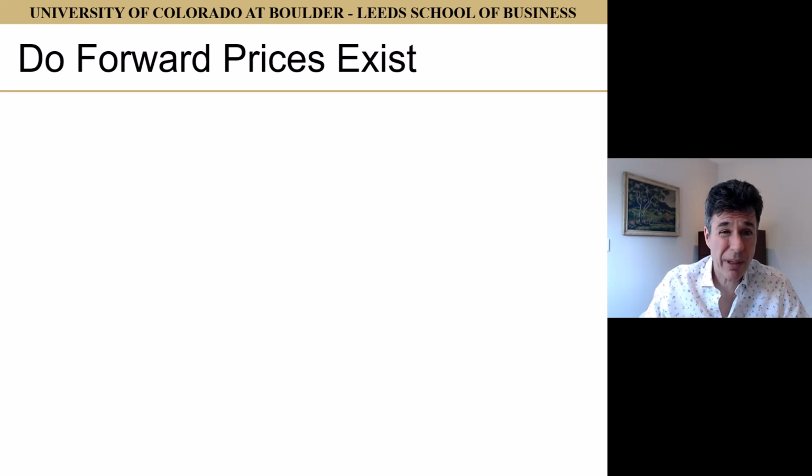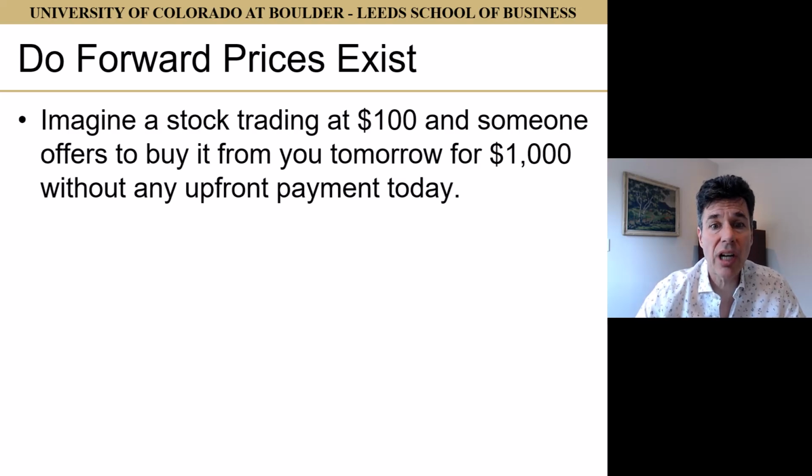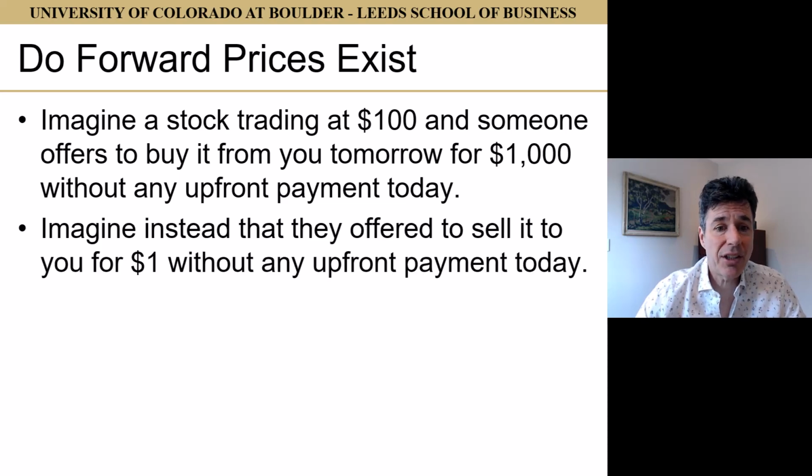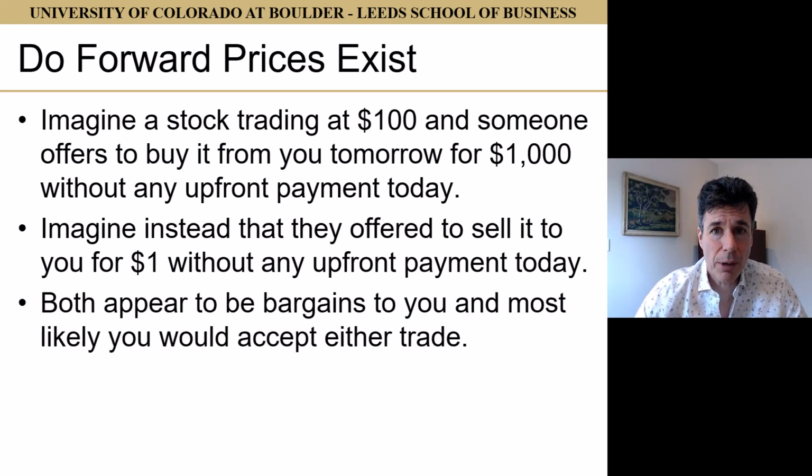We should start by just giving ourselves a little example which says that forward prices do exist. So imagine there's a stock trading today at $100 and someone offers to buy it from you tomorrow for $1,000 with no upfront payment today. Or alternatively, imagine that they instead offered to sell it to you for $1 without any upfront payment. Both appear to be bargains, right?